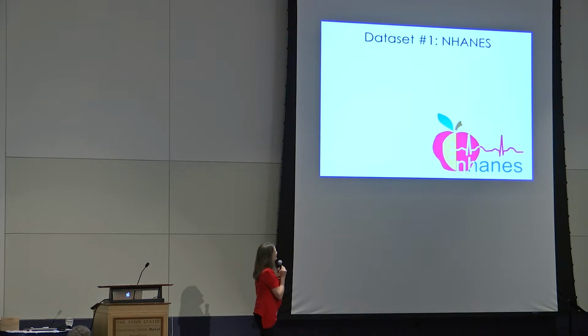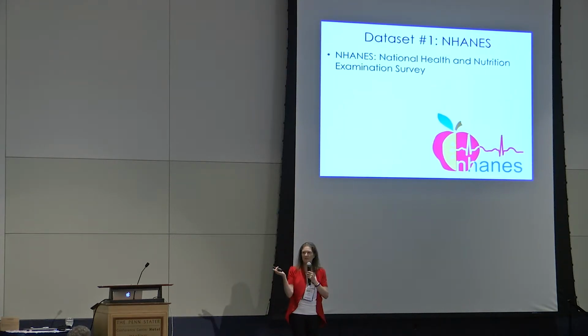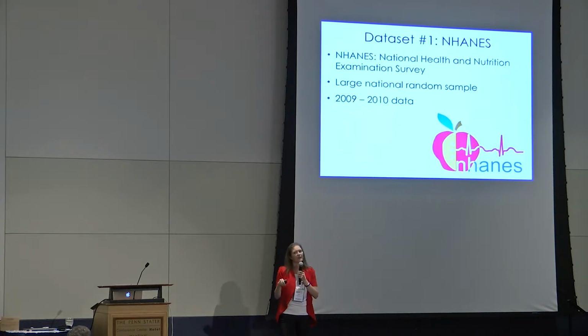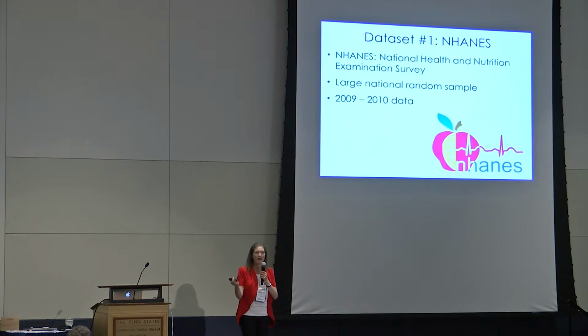All right, so we're going to look at 2 data sets. I'm going to start with a data set that I think most of you are familiar with, the National Health and Nutrition Examination Survey. It's a large national random sample. And the last time they asked about organic was a decade ago, so this data is a little bit old, but it's what we have. And our sample size here is about 5,000 people with data on the questions we care about.